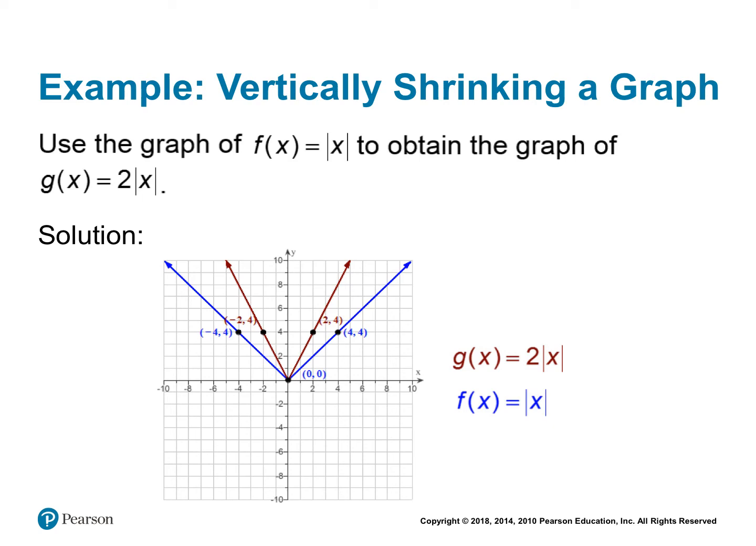Okay, here's another one where a 2 is multiplied on the outside. So my blue is my original absolute value V. And then if I multiply it by 2, it makes it that red graph, which is narrower than the original.